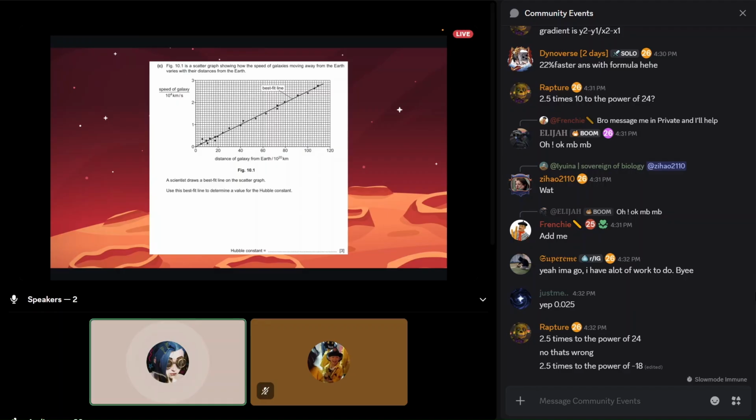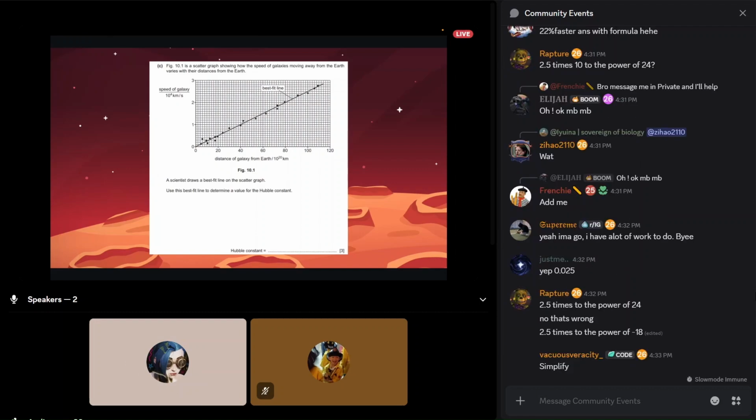I wish I could present my screen right now. To simplify, you just have to use power rules. So you do 4 minus 20, which is negative 16. So it's 10 to the power of negative 16.